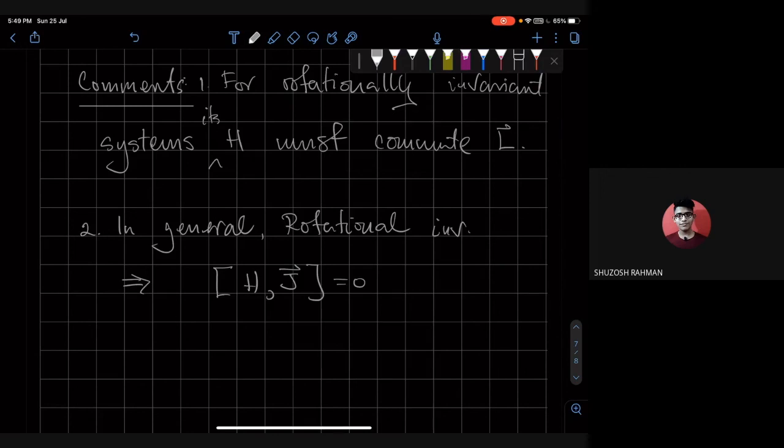If the potential and the kinetic term are separately rotationally invariant, of course, the whole system is rotationally invariant. And that is precisely what you get both in the harmonic oscillator as well as the hydrogen atom.